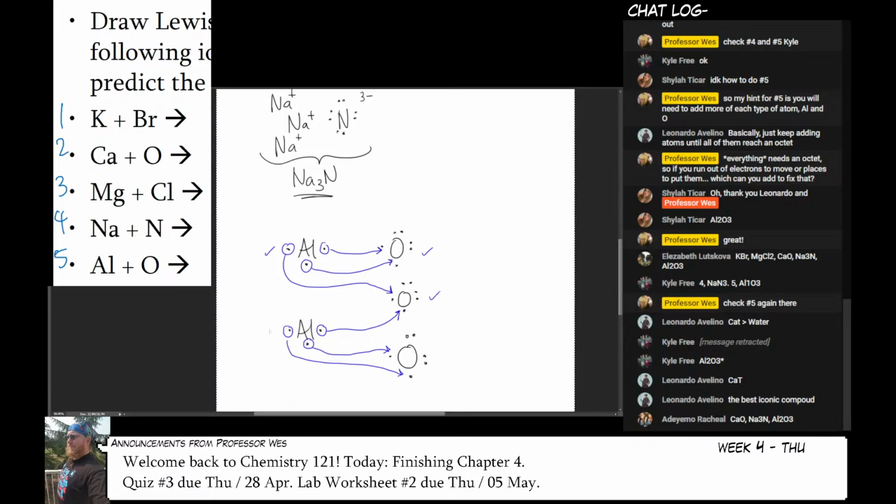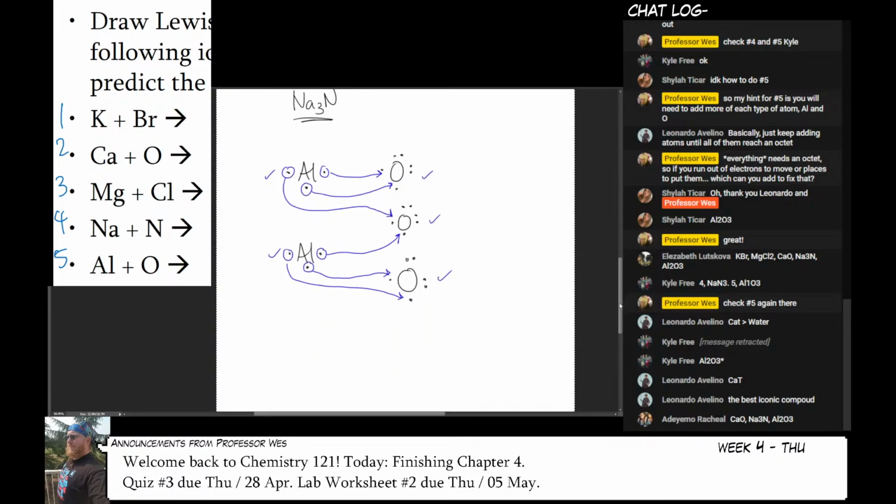So by doing that, this aluminum is good, this oxygen is good. We've made a mess of electrons. This looks like a terrible football diagram. We've made 2 aluminum with 3+ charges. I've made a bunch of oxygens. And they all have octets. And I'm going to be just super lazy here, and I'm just going to do this.